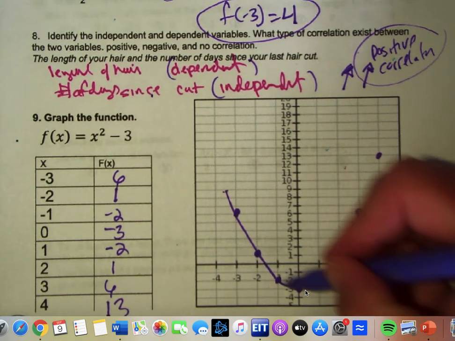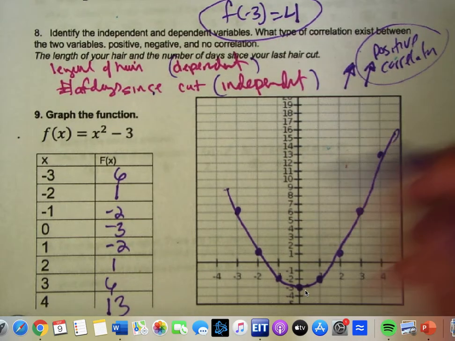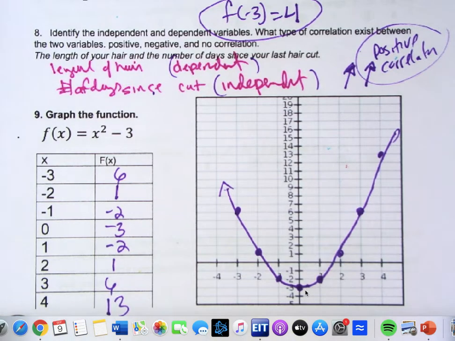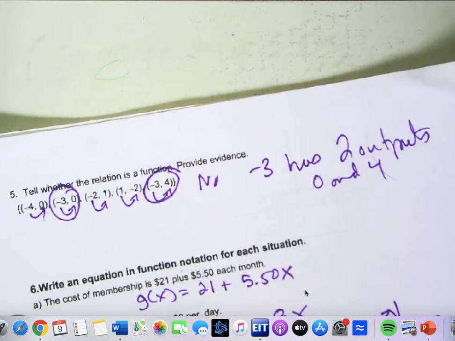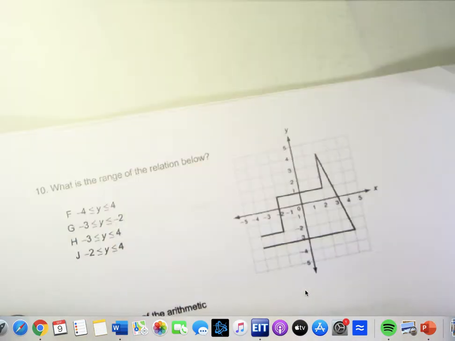Okay, and I can connect them. There's nothing stopping me from connecting them. And there you go, that's your graph. All right, we'll keep going with the review.